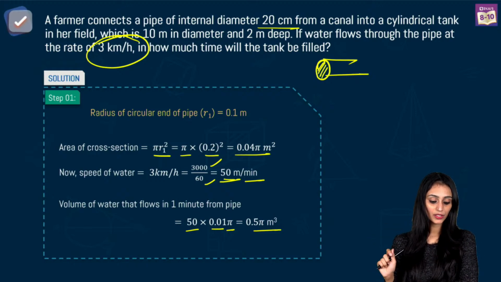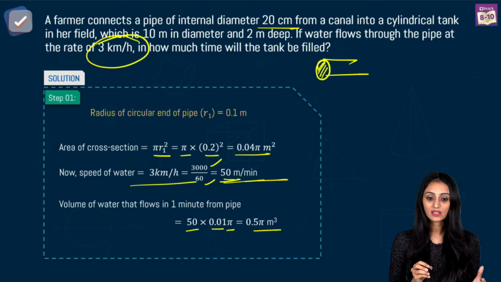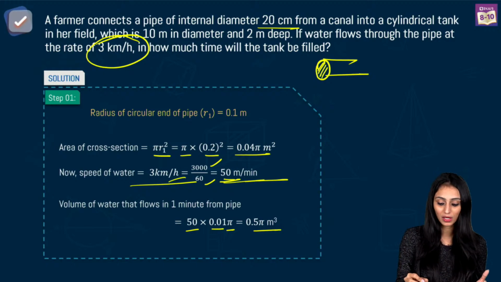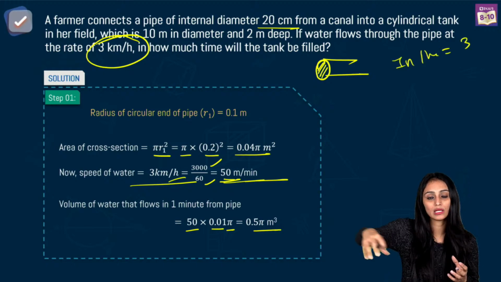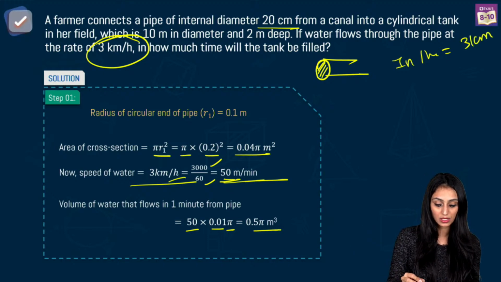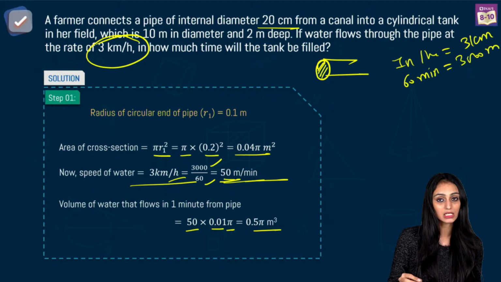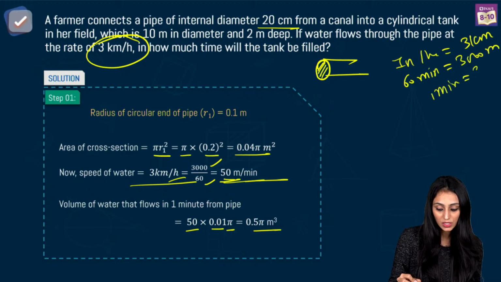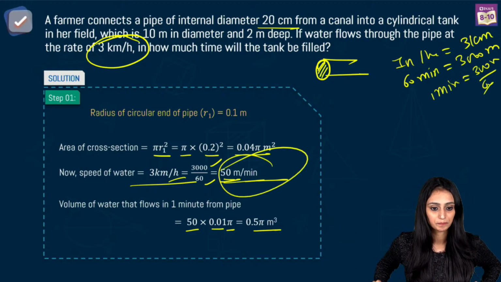Anyone has a doubt till here, how are we converting this speed into the length? See, this is very simple. Question says 3 km per hour. So basically in 1 hour it covers, because water will flow along the length, 3 km distance. So in 60 minutes, it will cover 3000 meters. In 1 minute, it will cover how much distance? 3000 meters by 60, so you get 50 meters. In 1 minute, it is covering 50 meters.